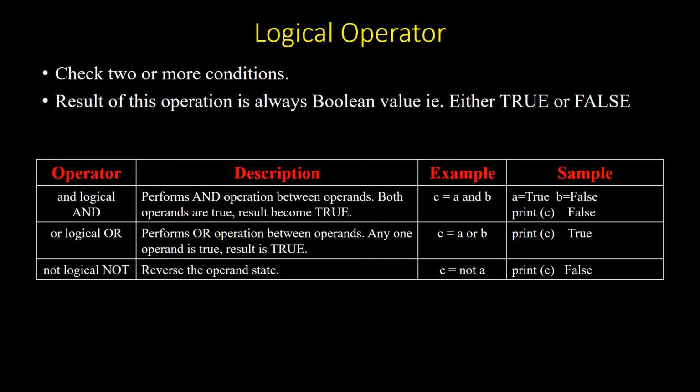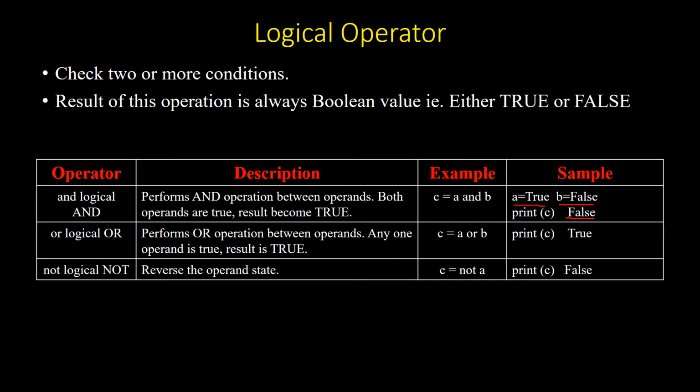Logical AND performs the AND operation between the operands. If both operands are true, the result becomes true, that is, A and B. Suppose A is equal to true and B is equal to false. Only if both are true does it become true. Here one is false and one is true, so the result is false.